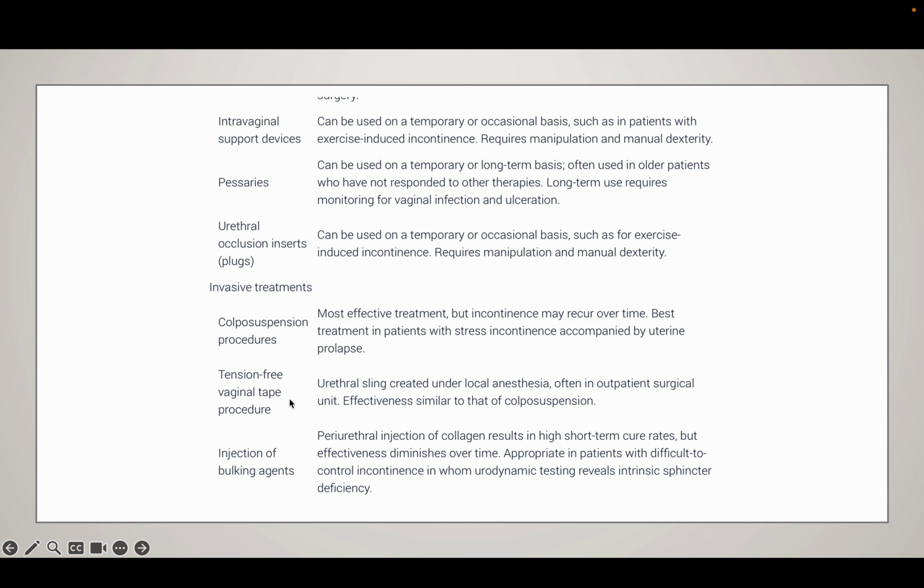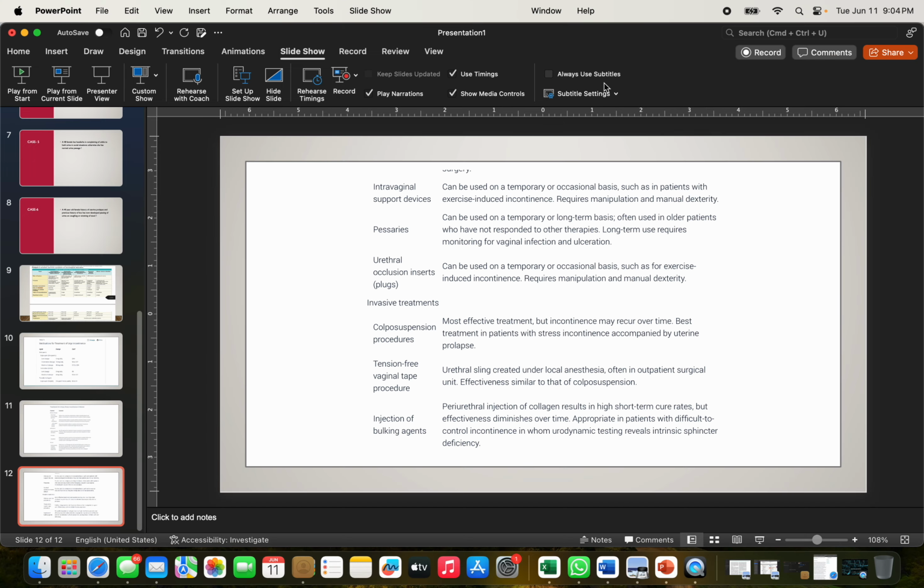But these are the various modalities that can be used in the case of incontinence. Thank you.